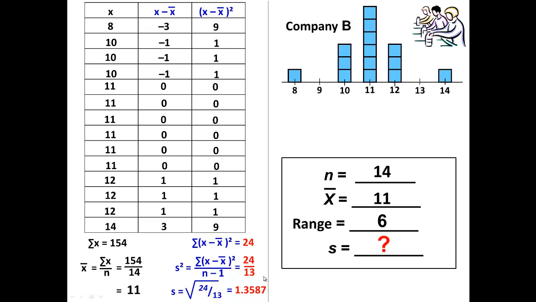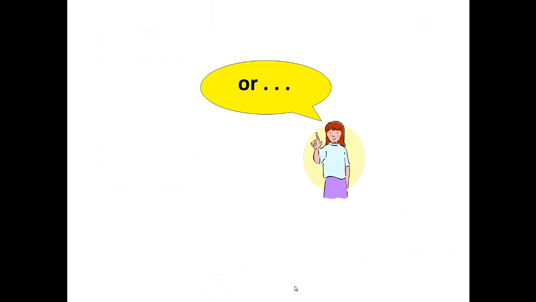Again, please follow the rounding rules that your teacher has set up. Miss Borlaug, and thus I, will round to 4 decimal places. This gives us the sample standard deviation of 1.3587, and that concludes finding the sample standard deviation by hand.